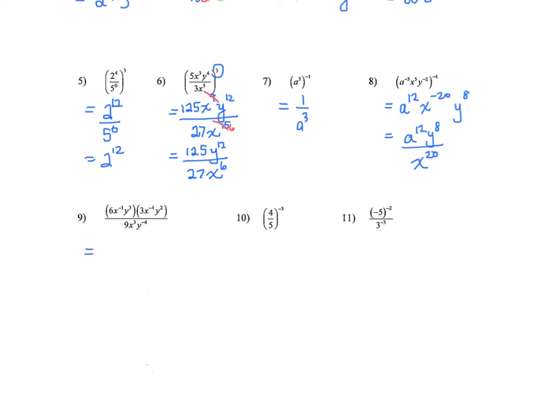In this next one, in the numerator I'm going to multiply first. So 6 times 3 is 18. Group your x's by adding the exponents, so that would be x to the negative 5 and y to the exponent 5 over 9 x cubed y to the negative 4.